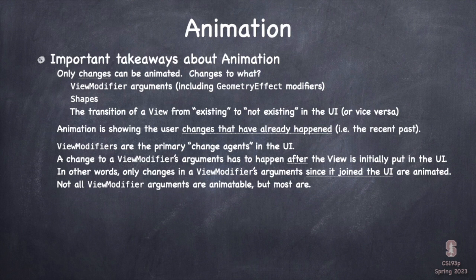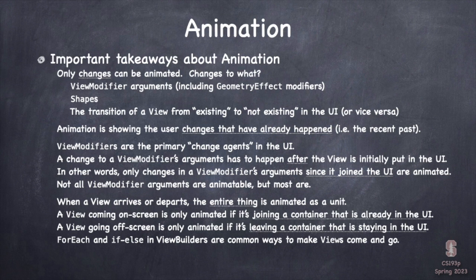People sometimes get confused. They'll set their opacity to something and they're expecting that their view will somehow animate to that opacity, but it wasn't on screen, so it had no previous value. So it starts with the value it has when it comes on screen. And not all view modifier arguments can be animatable, but I would say the vast majority is 100% of the ones that you would think you could animate are animatable.